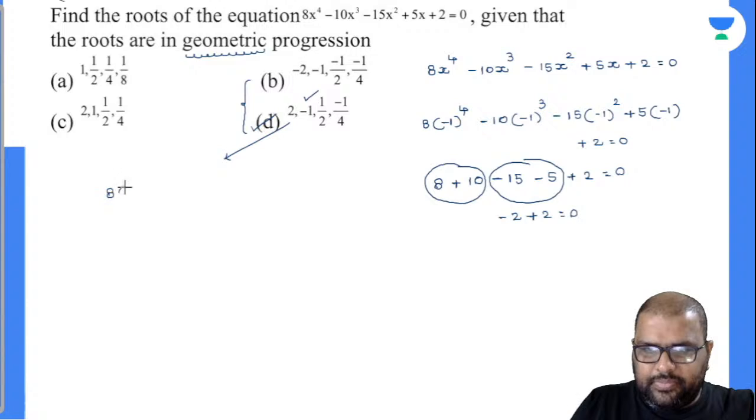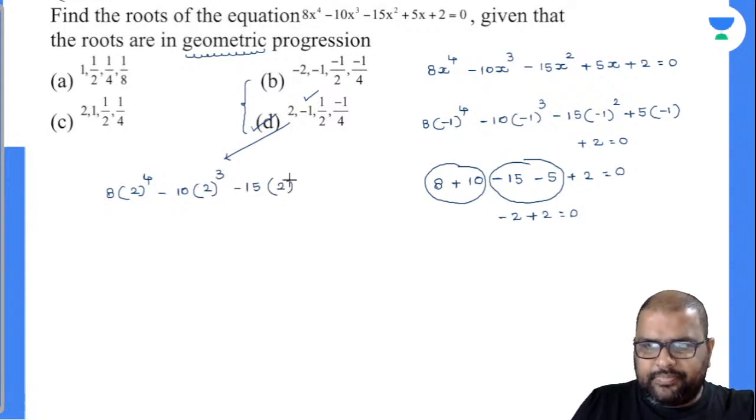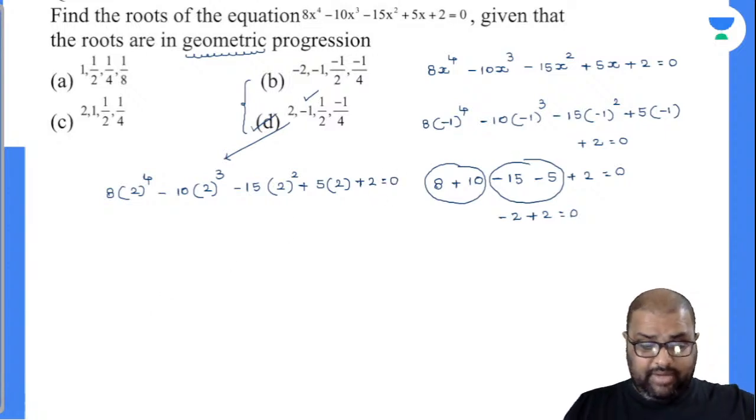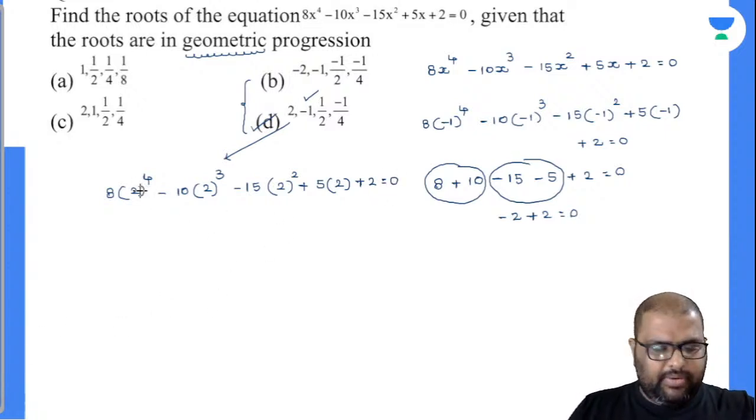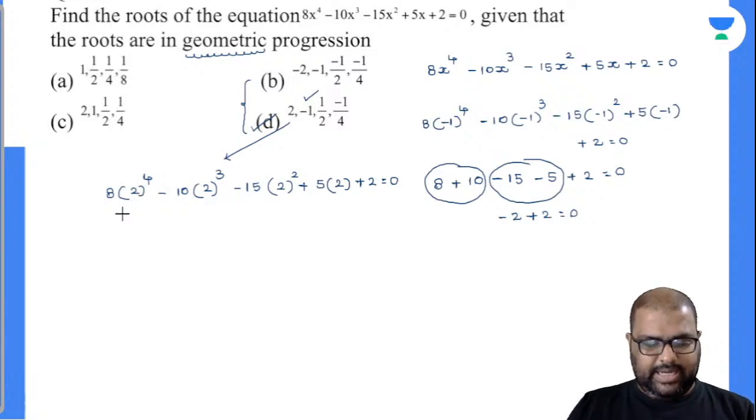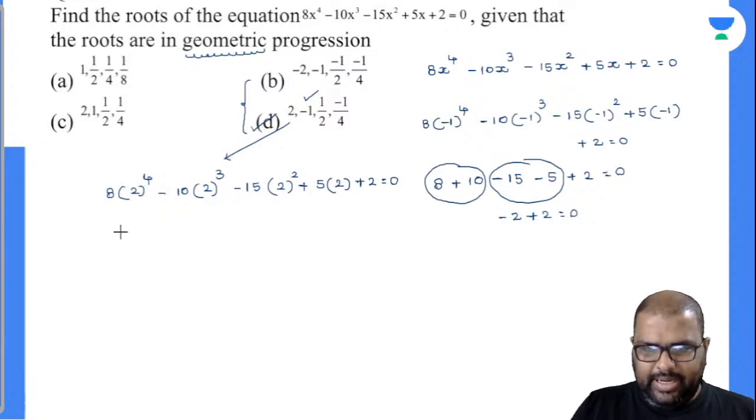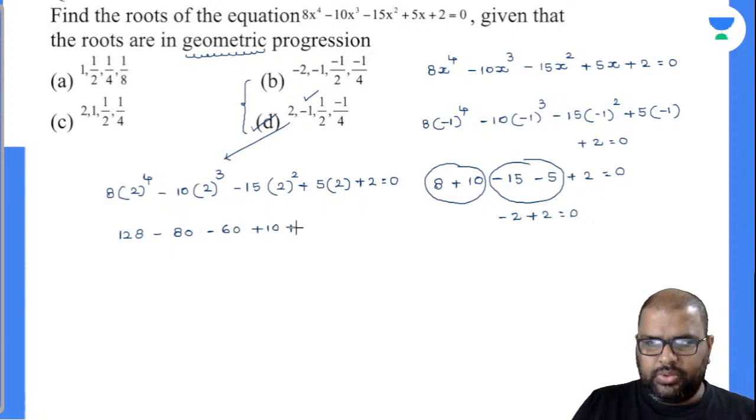I'll write down this option there. 8 into 2 to the power of 4 minus 10 into 2 cube minus 15 into 2 square plus 5 into 2 plus 2 is equal to 0. So writing this way will be damn helpful for you. So 2 to the power of 4 is nothing but 16. 16 8s are 128, minus 80, minus 60, plus 10, plus 2 is equal to 0.